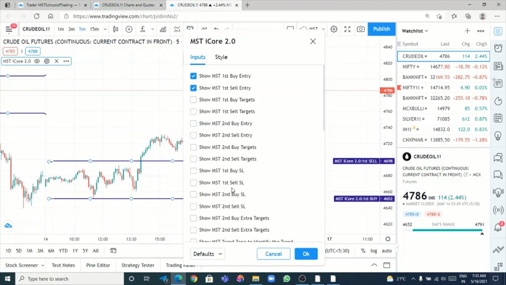So today we are going to release a demo video on our advanced MST ICO 2.0 indicator. Actually, this is not an indicator. This is a price action based tool. So why are we using the word indicator? Because most people will understand the word indicator. So that is why we are using it, but actually it indicates the levels.